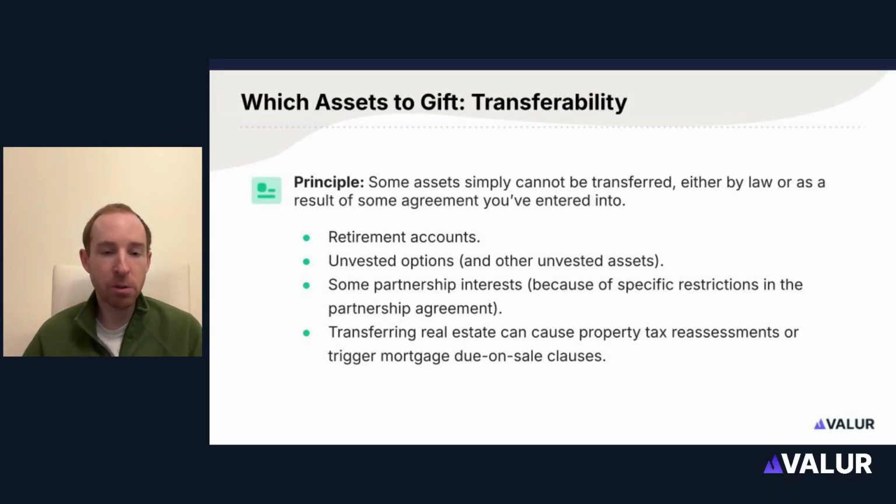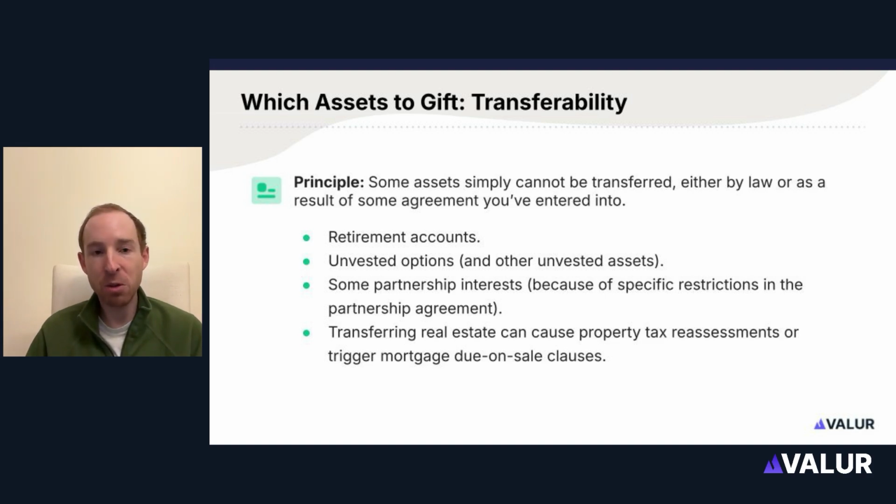Transferability. This is very straightforward. There's a few things that you just can't transfer. So retirement accounts can't be transferred during your lifetime. Obviously, you can name a beneficiary on your death, but you can't transfer your 401k to your kids today, assuming you survive the rest of the day, because there's just federal law, you can't do it. Unvested options can't be transferred. Sometimes partnership agreements say that this interest can't be transferred, and so you have to check the partnership agreement or any other sort of corporate documents to see if there's any restrictions like that.